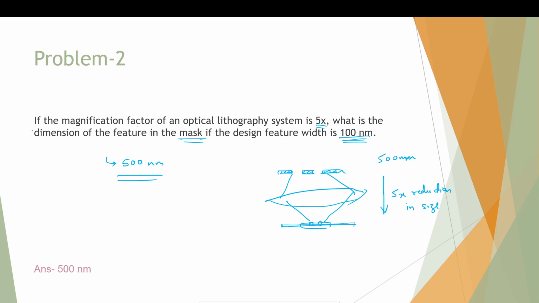So in the problem what they are asking is, if the magnification factor of an optical lithography system is 5x, what is the dimension of the feature in the mask if the design feature width is 100? So the design person has given you that he wants 100 nanometer on the wafer, but now on the mask you will write 500 nanometer because it will reduce the size by 5x. Is that clear?